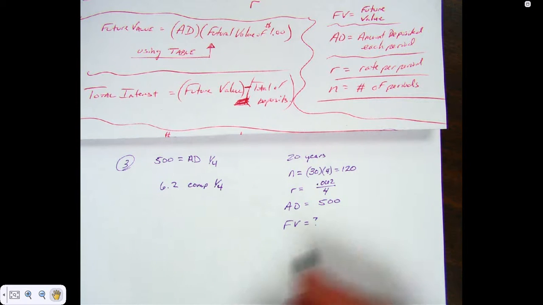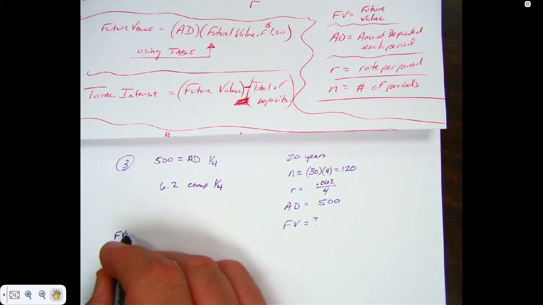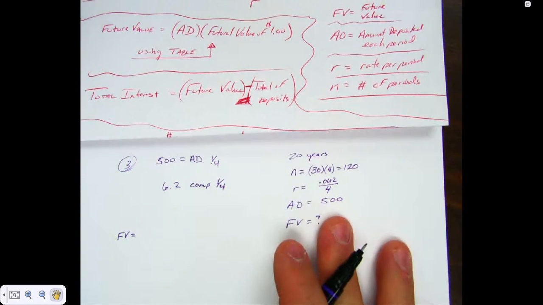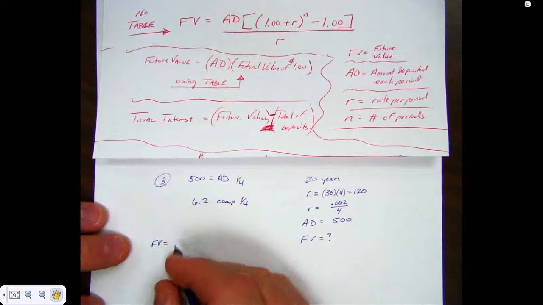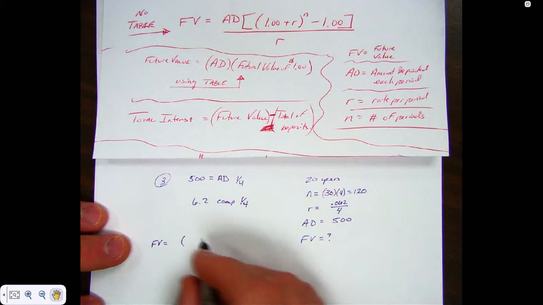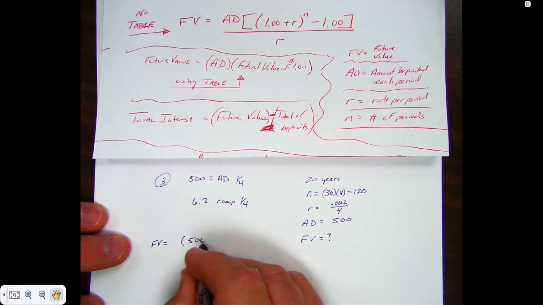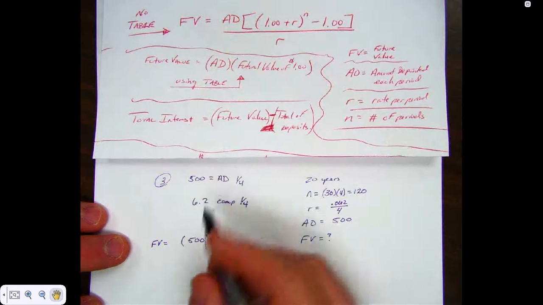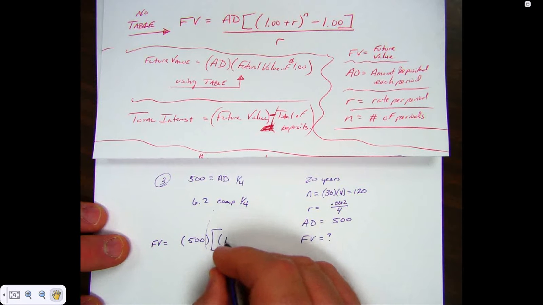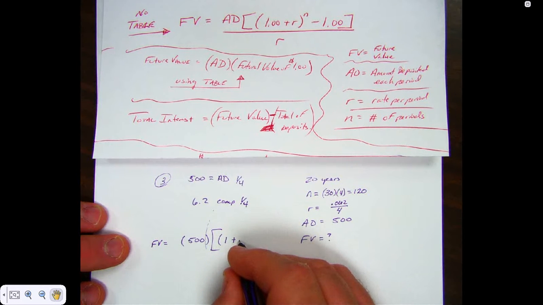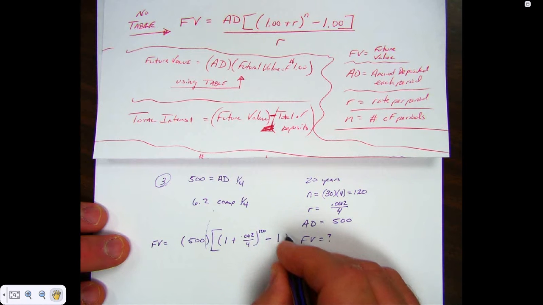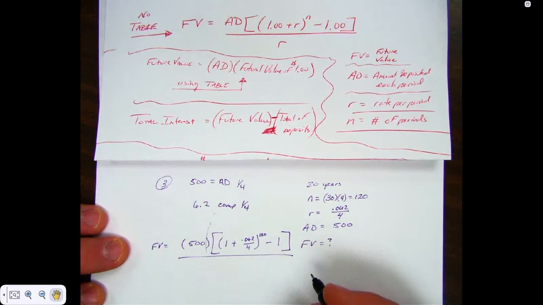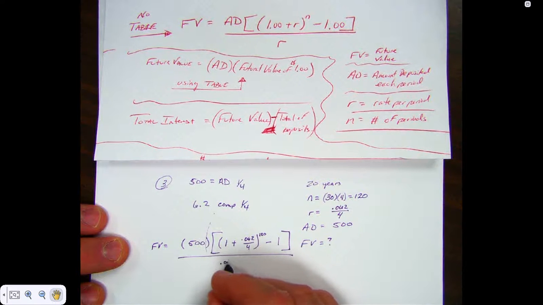Okay, so let's put all this into the future value formula, which is, like I said, a mess looking, but it's not that bad. Probably the most complicated thing is figuring out how to put it into your calculator. So we put 500 in for the deposit, right? Then I've got 1 plus .062 over 4, all of that to the number of periods, which is what? 120. Minus 1, close my parentheses. All of that divided by my rate per period, which is .062 divided by 4.